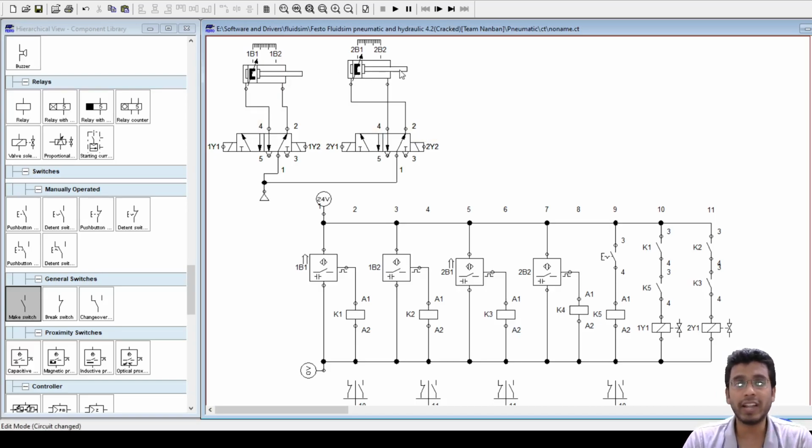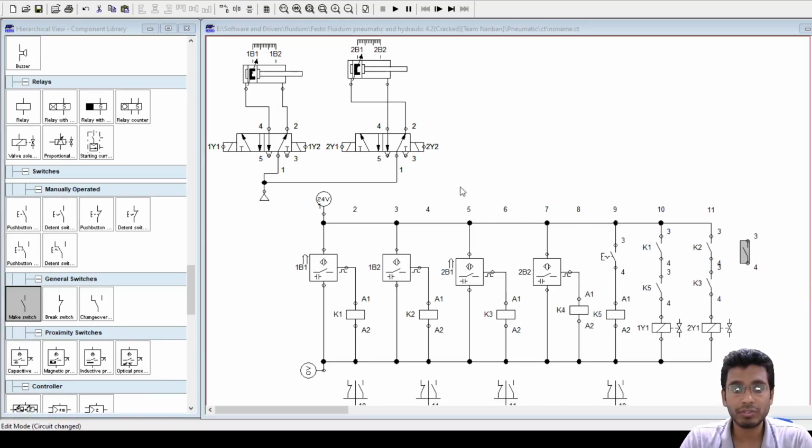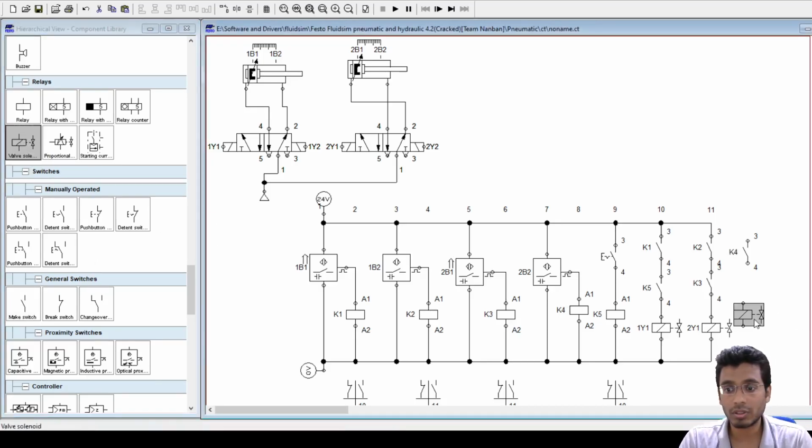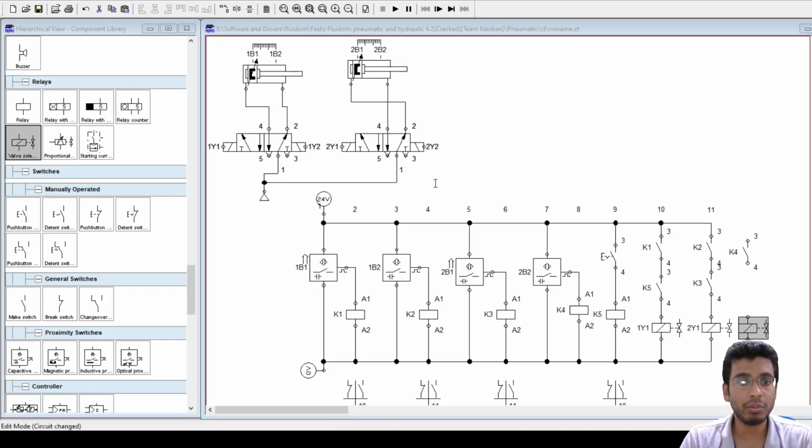Okay, now to retract back, there is only one condition: the moment your second cylinder reaches this completely extended position, both can retract, right? So that means you are going to use this relay here, K4. Okay, so with K4 what you are going to do, this valve will be your 1y2. That means you have to retract both the cylinders.